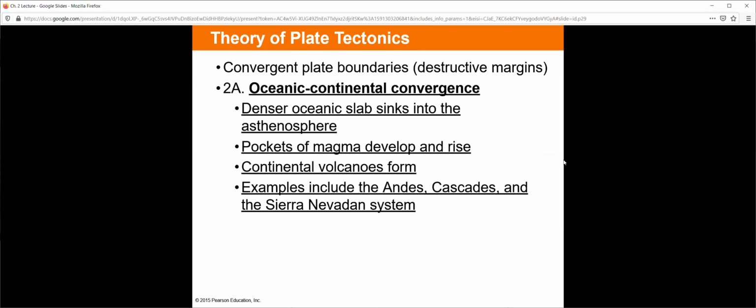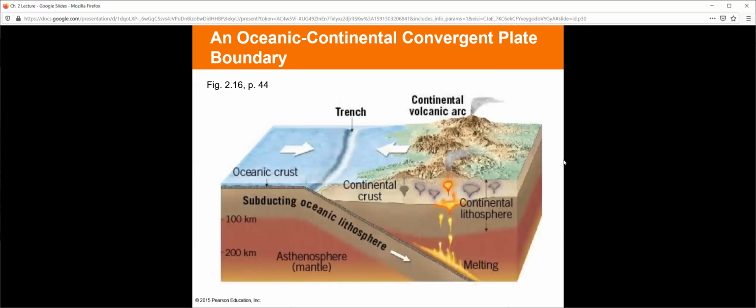The pockets of the magma develop and rise, creating volcanoes and creating mountain chains such as the Andes, Cascades, and Sierra Nevada systems. This picture does a lot better job explaining what's going on than me talking about it. You can look at this and you can see South America. It's the west side of South America. Large trench system, volcanoes and mountains being formed.